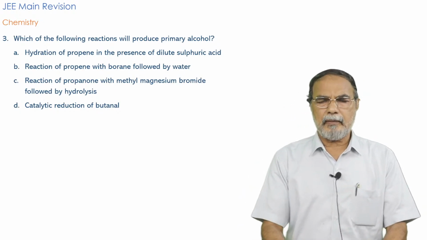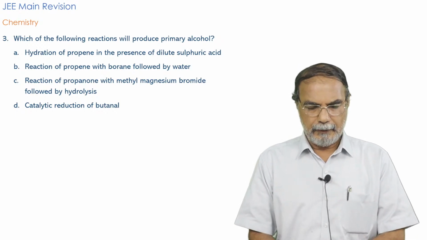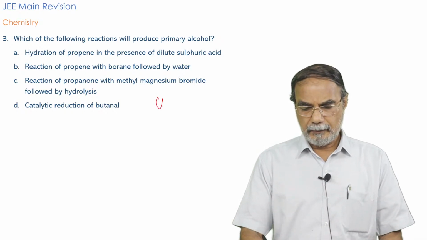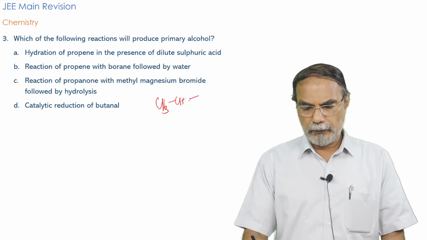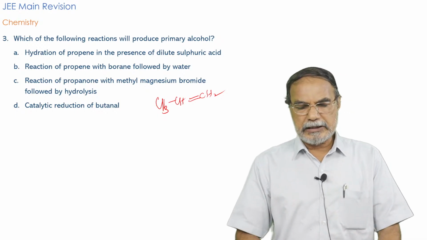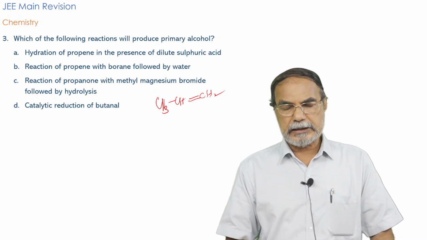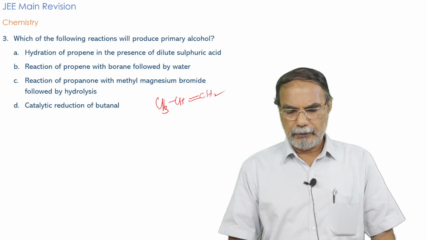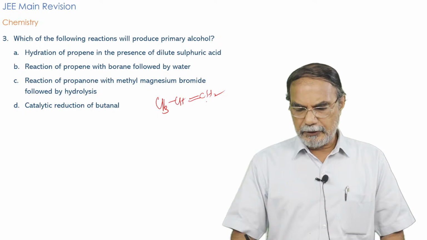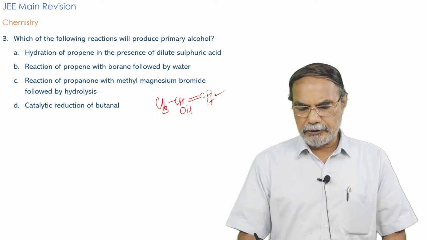Now there is a comparatively very simple question. Which of the following reactions will produce primary alcohol? Hydration of propene. I hope all of you can predict what would be the product when propene is hydrated in the presence of dilute sulfuric acid. It is a Markovnikov addition of water in the presence of protons, acid catalyzed. So you can simply formulate the reaction like this for simplicity, and the product is CH3CHOH-CH3.